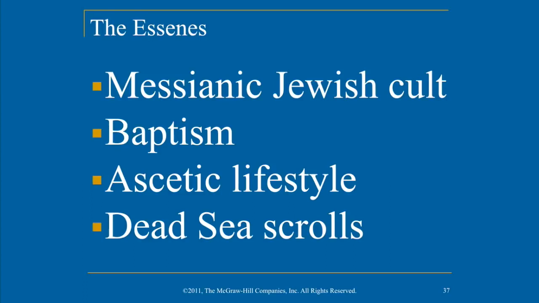They lived an ascetic lifestyle. They basically rose every day with the sun, believing that God would send his messianic, or great redeemer, at sunrise, and if he didn't show up that day, well, they'd go about their business living in the desert. And one of the really important things that the Essenes did is they wrote what was known as the Dead Sea Scrolls.